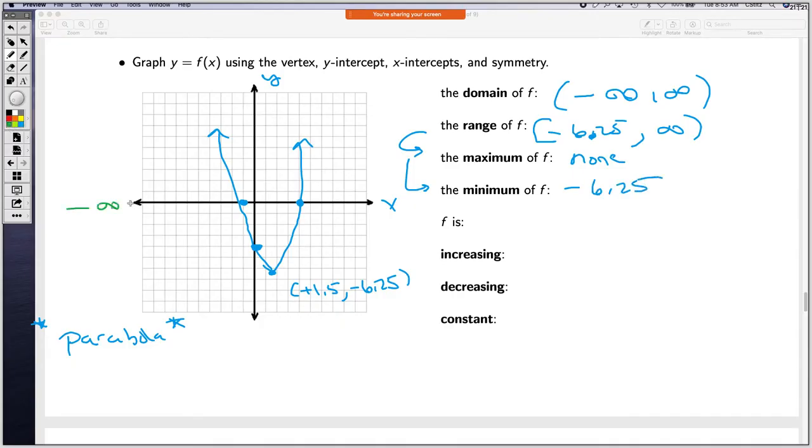All right, let's start. Imagine we hitch a ride on this graph. As we come in from negative infinity, the graph is falling up to the vertex. Where's the vertex again? 1.5. So it's decreasing. And then at 1.5 it turns around and starts to increase. And it's never constant.